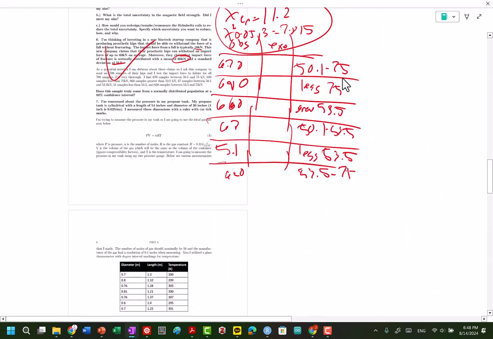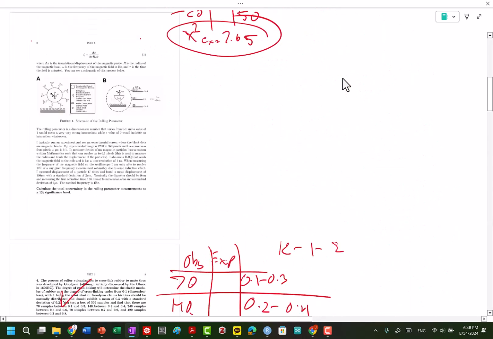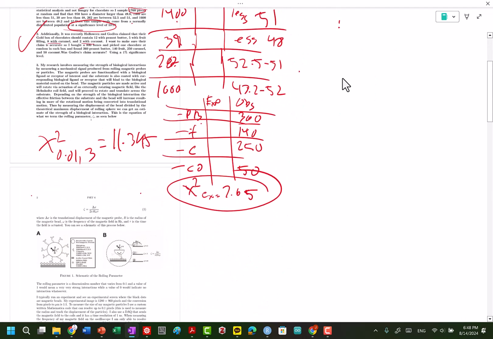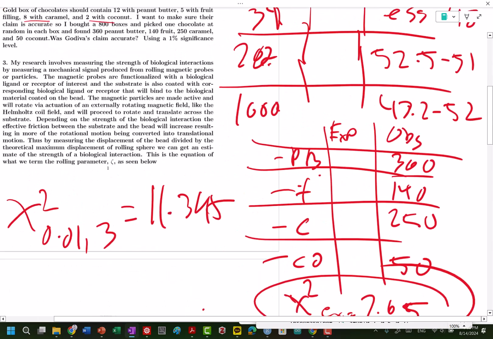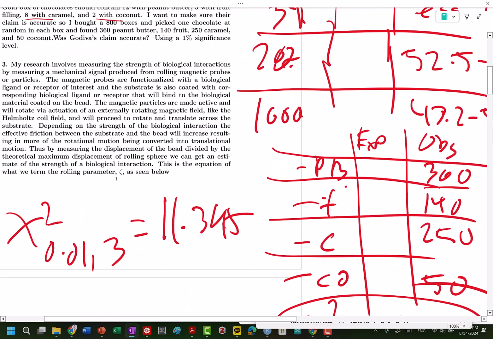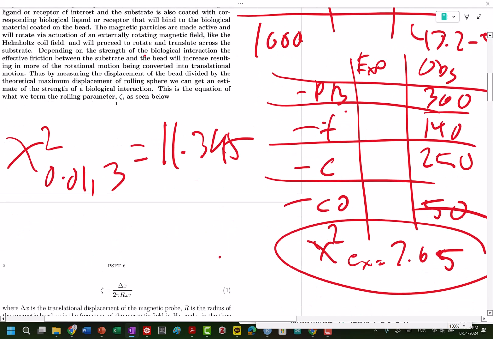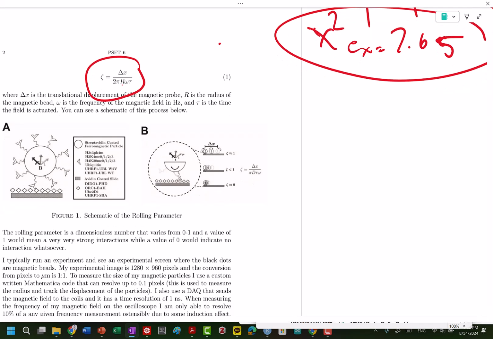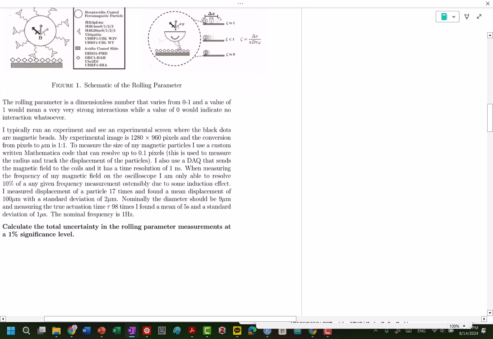Now, the rest of these problems are all about propagation of error. So we need to figure out, are we dealing with bias error, precision error, or both? So it's time to do some reading here. So let's go ahead and read through the statement. Measuring ligands, Helmholtz coil, we're given this fundamental equation here, where this is a distance that's measured, translational displacement, frequency, time of actuation, and radius. The rolling parameter, a dimensionless number from 0 to 1.